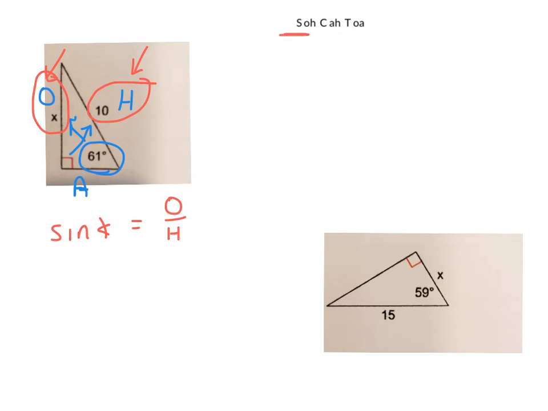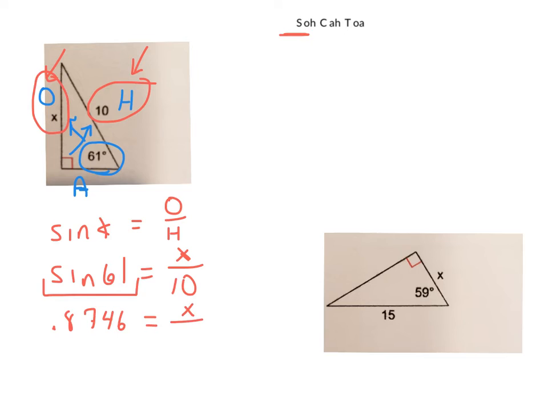Then we plug in what we know from the triangle we were given. The angle was 61. The opposite, I have it labeled as x, and the hypotenuse we have labeled as 10. Hopefully this is starting to feel a little bit routine. We get the sine of 61 first, 0.8746 equals x over 10.